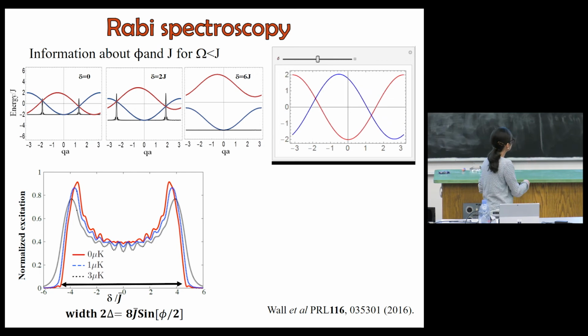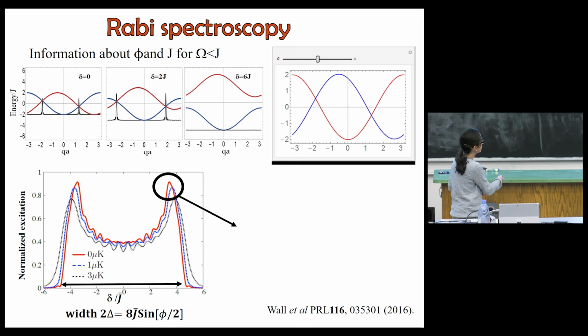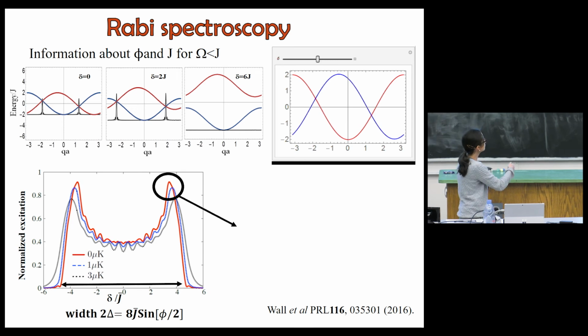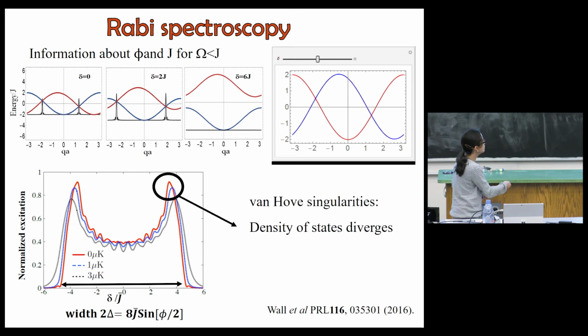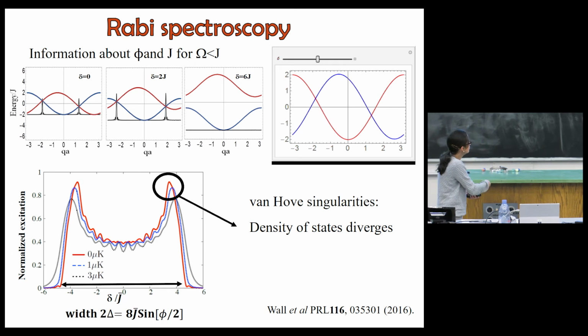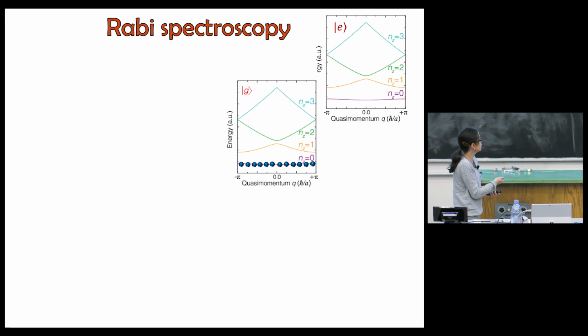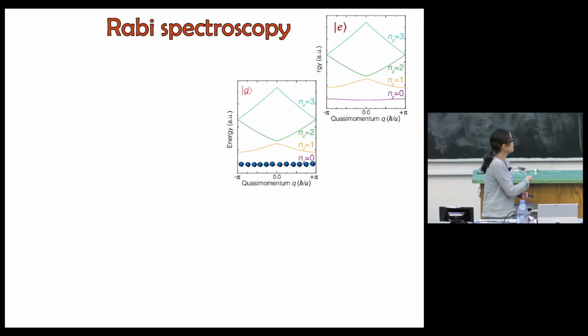So when I look at how many atoms I can transfer from the ground to the excited state depending on the detuning, I'm only going to transfer in a window of detunings, and outside this window I'm no longer able to transfer anything. I have some singularities at the points where the bands cross and are almost touching, called van Hove singularities. That is where the density of states diverges. So this is what the theory predicted, and actually this is what they saw in the experiment.